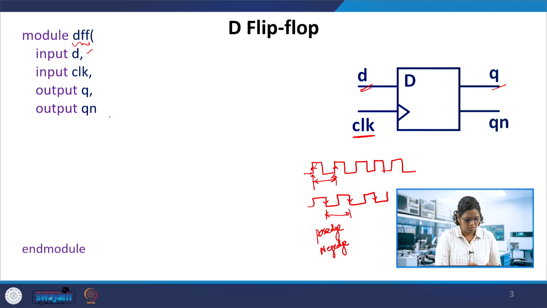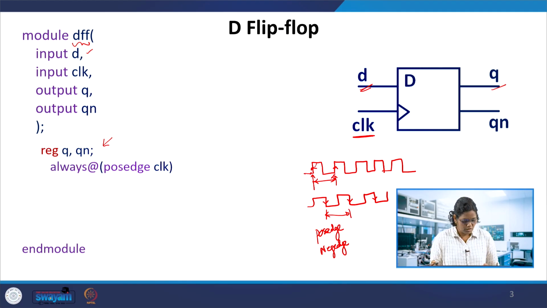So now we close the bracket and semicolon, so the declaration part's over. So now the declarations, input and outputs, we have declared for this D flip flop. So then, that is net type and reg declaration, this Q and Qn are declared as reg here. So now the behavioral description, we'll be going to the behavioral description of the D flip flop.